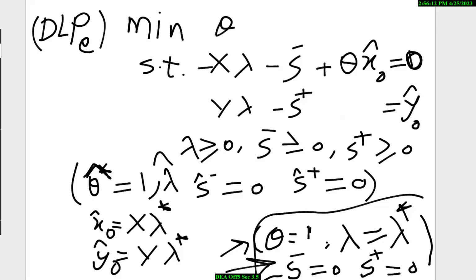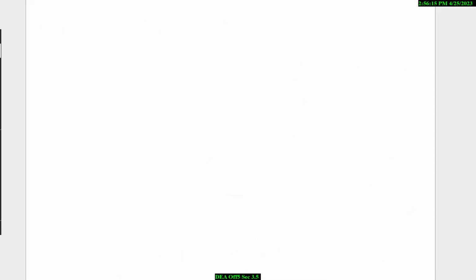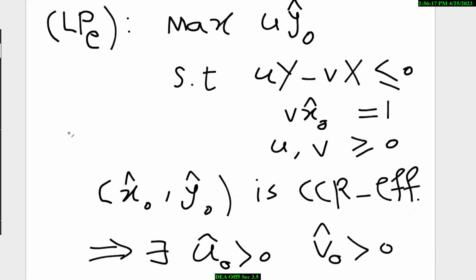But we can also prove the theorem in another way. Note that x hat O and y hat O is CCR efficient.